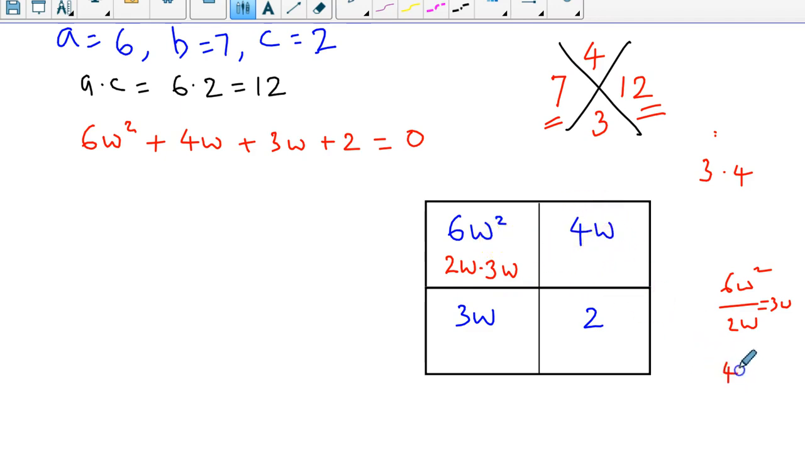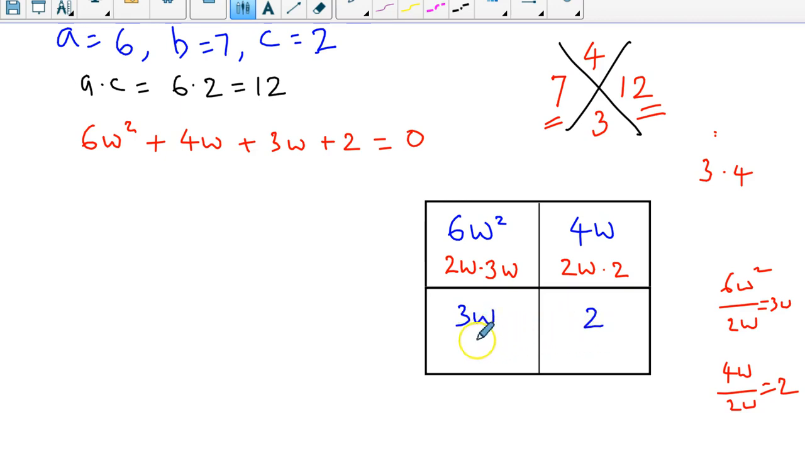From 4w, take away 2w, gives you w cancel off. You are left with 2. 4 divided by 2 is 2. So 4w is written as 2w times 2. Check it out. 2w times 2 is 4w only. We didn't change anything. Now similarly, next row, I have 3w and 2.